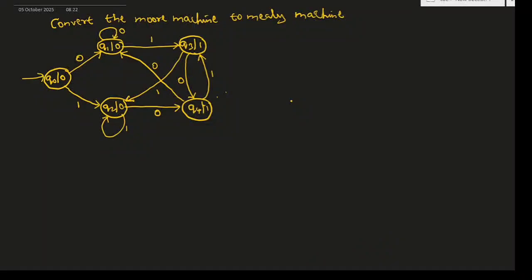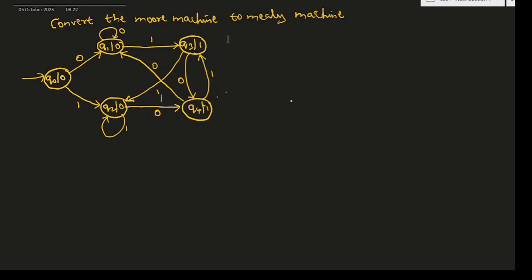In today's video lecture, we'll be learning about converting a Moore machine to a Mealy machine. As far as a Moore machine is concerned, the output depends only on the current state. But when we go for a Mealy machine, the output not only depends upon the current state, it also depends upon the current input. So that is the only difference between Mealy and Moore.